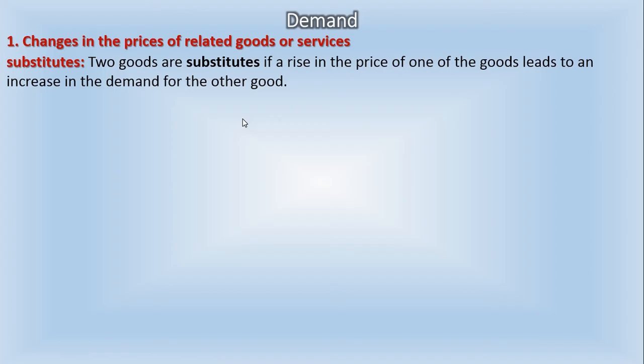So at any given price in the Pepsi market, demand will increase, will shift to the right, because it's not price that's causing people to drink more Pepsi. It's the fact that the substitute's price has gone up, and now people are buying more of Pepsi because they're buying less of Coke. They're substituting away from Coke to Pepsi.